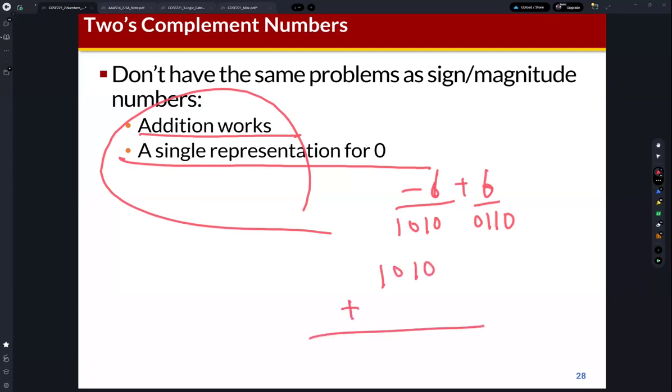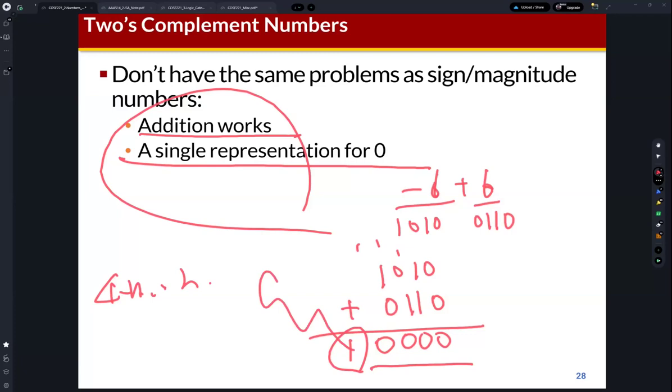1010 plus 0110. So what is the result? It's 0 and carry generated. 0, carry generated. 1. Okay, 1000. But we assume that 4-bit plus 4-bit equals 4-bit. So we just remove this 1 because the result should be 4-bit. So it's 0000. So we can observe that in the 2's complement number system, if we just apply addition for the negative number and positive numbers, then we can generate correct answers.